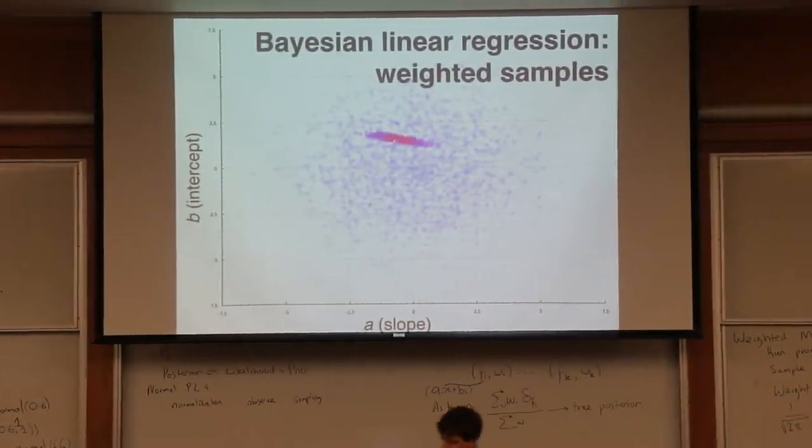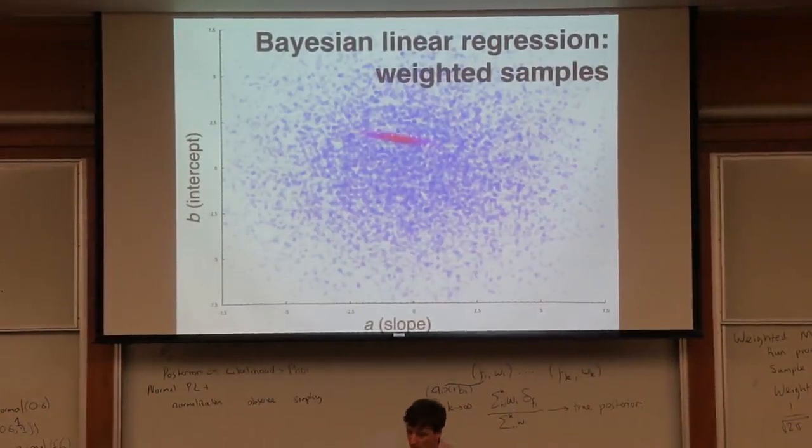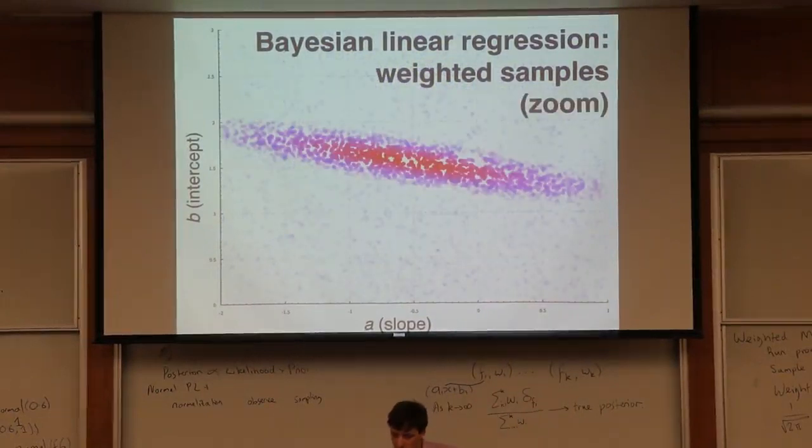Let's just zoom in. Now I had to go to, I think, 100,000 samples to see a picture like this. That's zoomed in, and then you can start to see the shape of the posterior. With 100,000 samples, this is an extremely wasteful way of drawing from a posterior. So we need to do better.